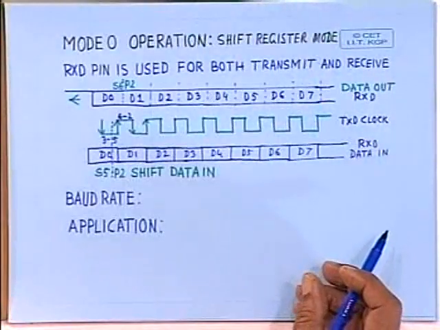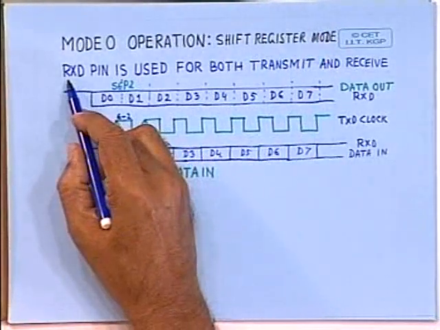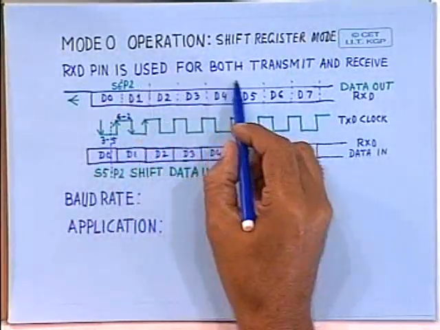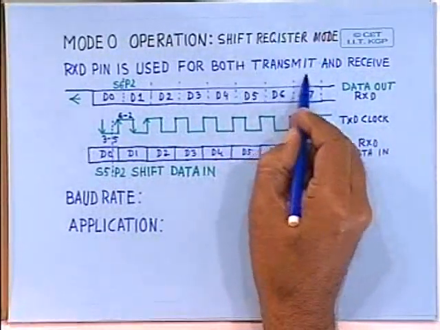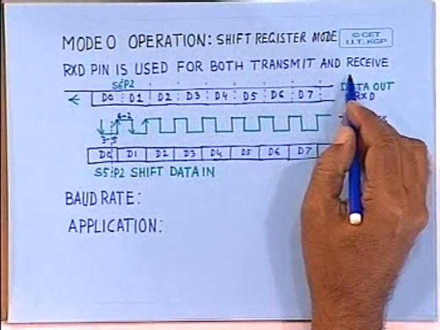That means half duplex communication is done. You can see here the RxD pin is used for both transmit and receive. That means at a time either you can transmit or you can receive. You cannot do both simultaneously because you have been provided with only 1 pin for communication of data.